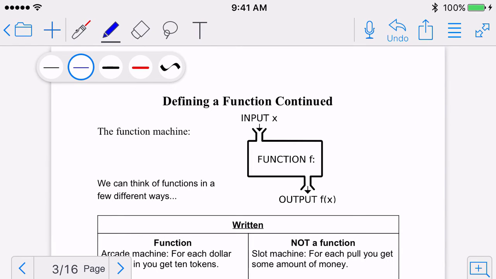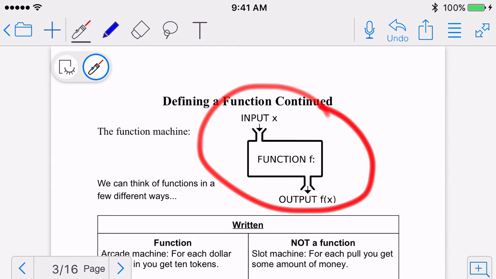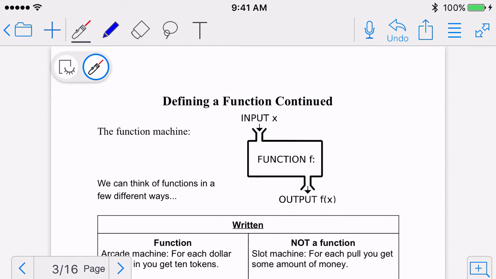Moving to the next page. Defining a function continued, page 2. We have this nice handy dandy little function machine graphic here. We'll explain that a little bit more in the next section, but that's just to help you think of putting in an input, okay? A function is doing something with that input and then spitting out a different value as the output.